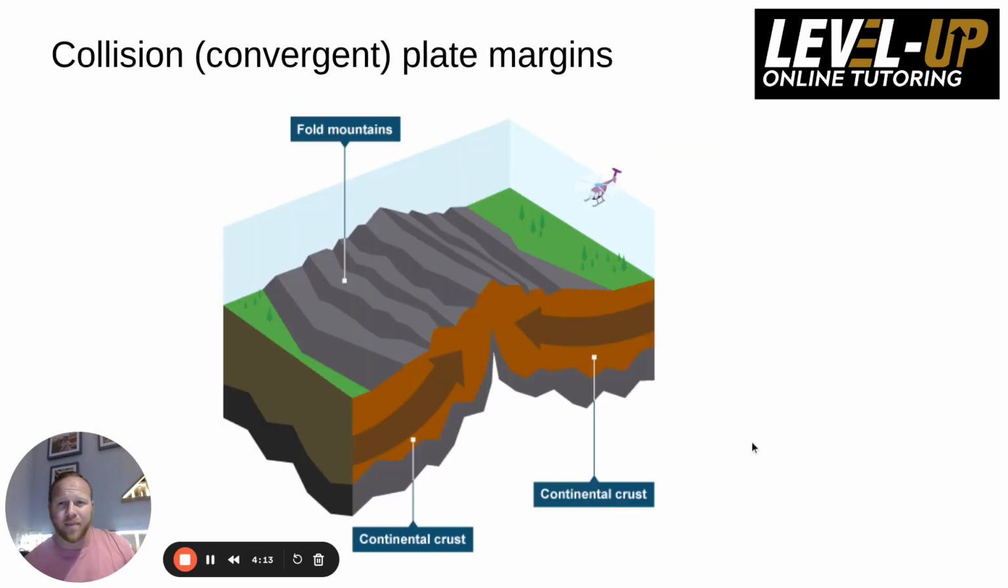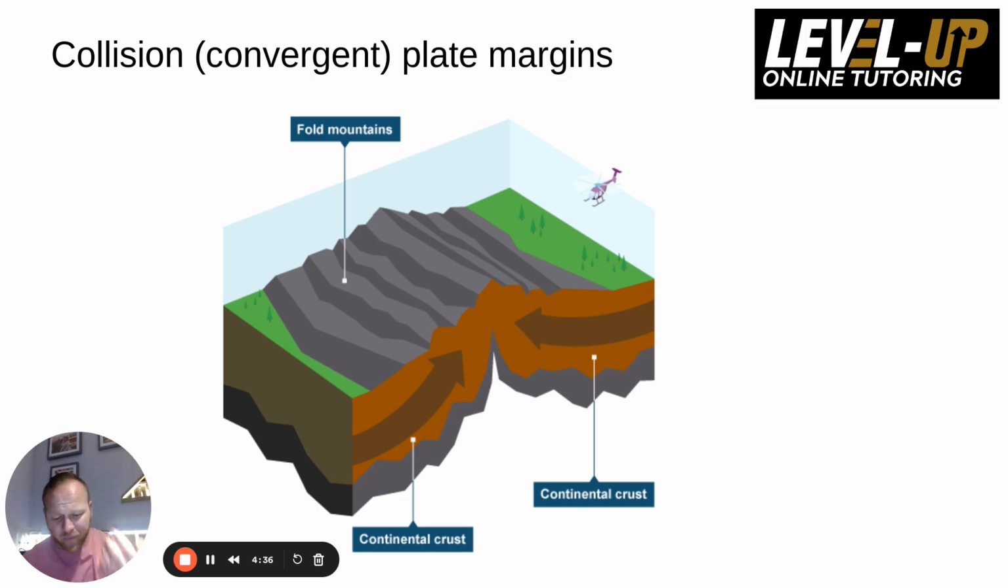We then have a collision plate margin, which is very similar to a destructive, but this time, as you can see, they're both continental crust. With the other plate margin, destructive, one had to be oceanic, so it could subduct and sink, but these two are the same density, so as they collide, they literally just fold upwards. They push up to form fold mountains.